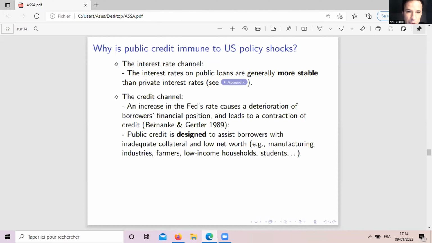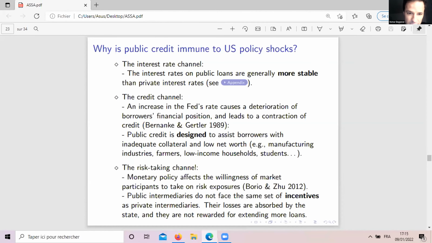The credit channel was coined by Bernanke and Gertler. It's the idea that an increase in the Fed's rate causes a deterioration of borrowers' balance sheets and makes it harder for them to borrow. Well, public intermediaries are designed to assist borrowers that are struggling to borrow because of their balance sheet. Right? They're designed to assist borrowers with inadequate collateral, low net worth, like students, for example. Being a student myself, I know what it's like to be turned off from private finance. So we can assume that the credit channel is not very efficient in public credit markets.